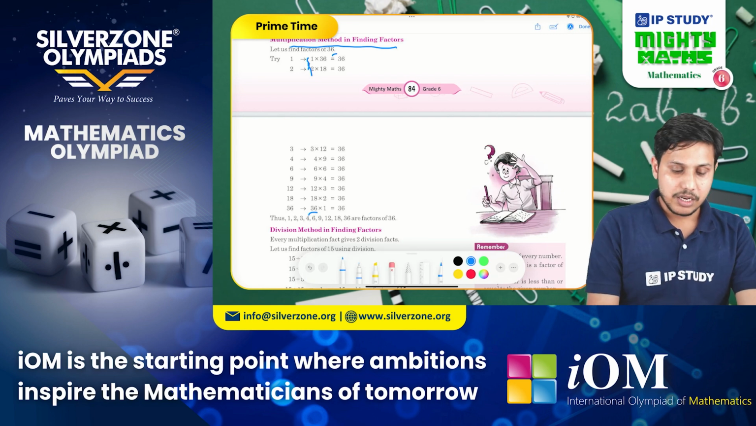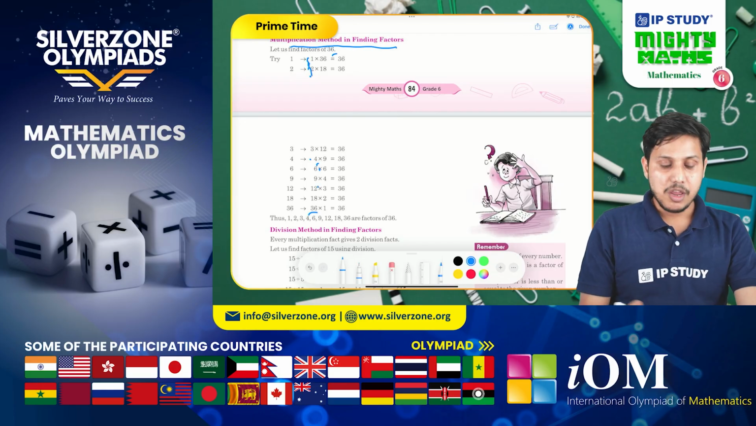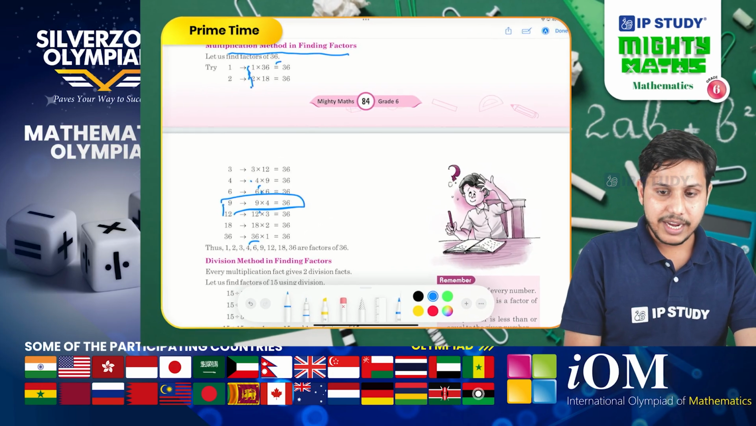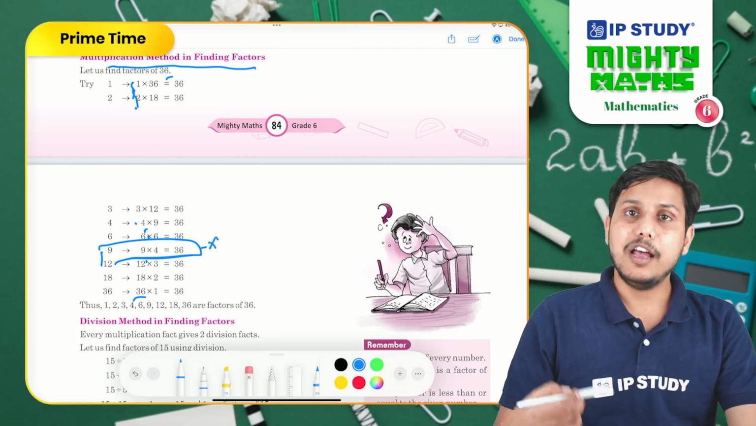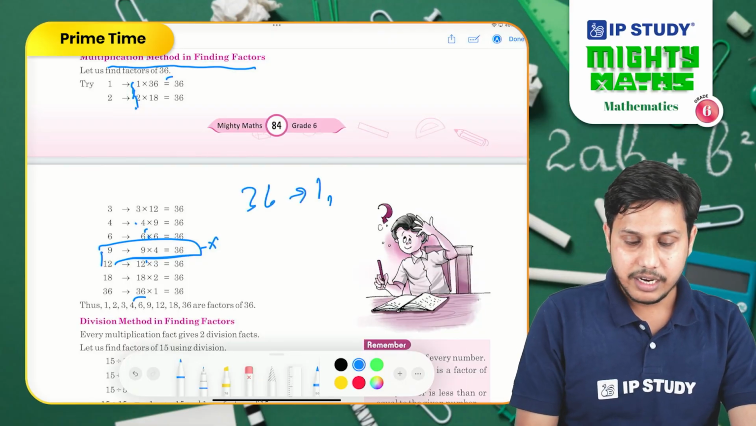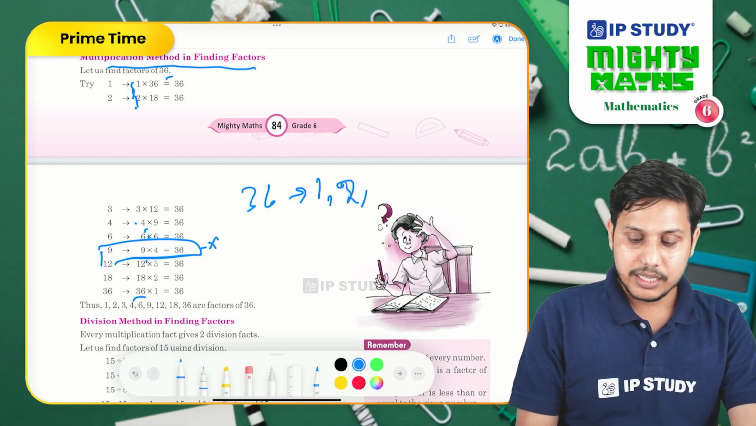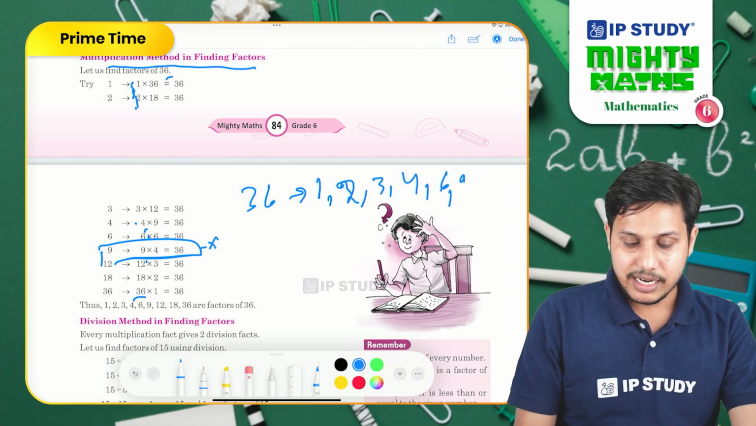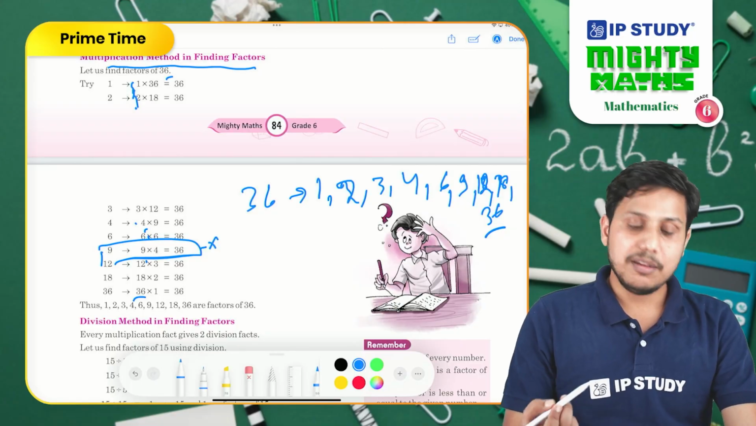1 times 36, 2 times 18, 3 times 12, 4 times 9, 6 times 6, 9 times 4. Whenever we repeat the numbers, like 4 times 9 and 9 times 4, we will stop over there only because we may have covered all the factors. So factors of 36 will be 1, then 36, or if we want to write it in order, it will be 2, then 3, then 4, then 6, then 9, yes 12 also, 12, 18 and 36. So this is how we find out the factors of a number using the multiplication method.